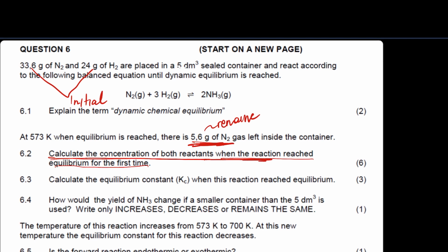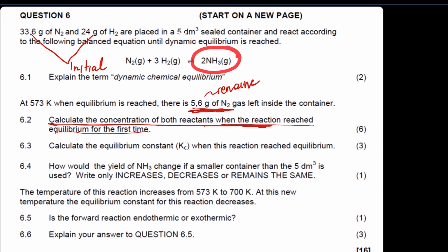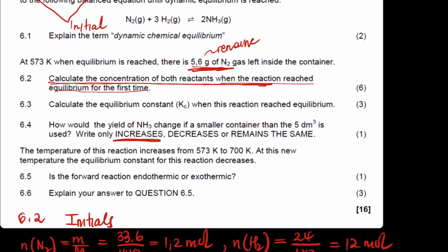It favors the side with the least number of moles. So the least number of moles is this side, right? It's 3 plus 1, it's 4 on this side and it's 2 on this side. So it will favor the side with the least number of moles. They're asking what's going to happen in this one. If it favors the side with the least number of moles, that means the concentration of that will increase. So the answer here is increase, right?